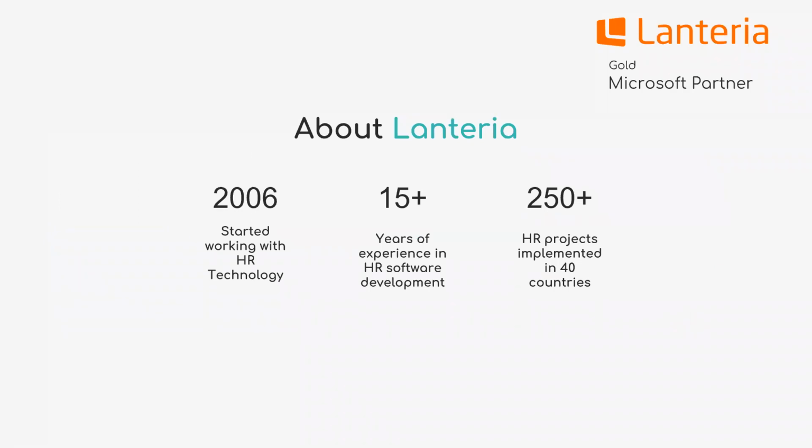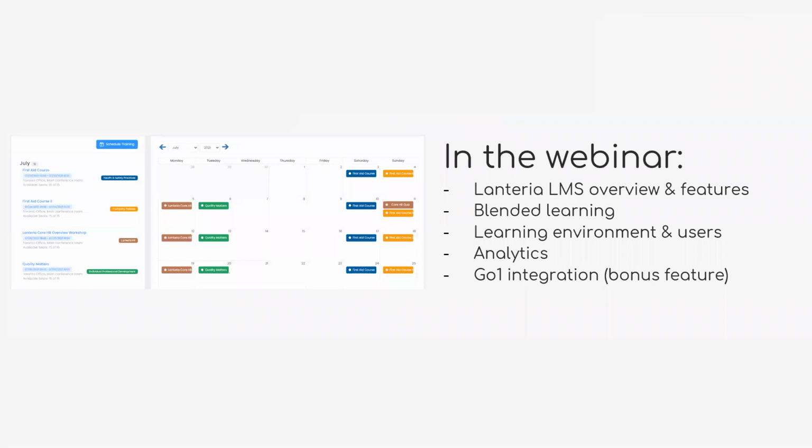A little bit about the company. Lanteria is a software development company. Our main and only direction is the HR and talent management software. The company was founded in 2006. We've got 15 plus years of experience, and we have 250 plus middle to large organizations using our software in more than 40 countries of the world.